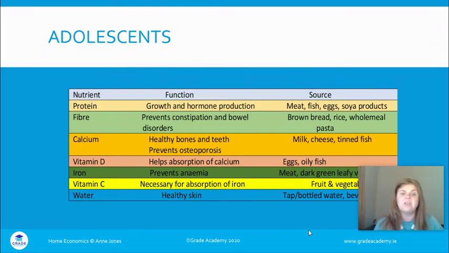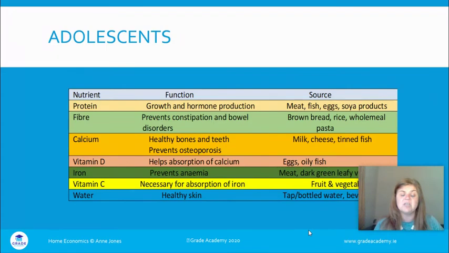Again, fiber prevents constipation and bowel disorders, using brown bread, wholemeal pasta, etc. Calcium is really important at this stage for young people to help bones and teeth and prevent osteoporosis later in life, because often a lot of what you will take in calcium is laid down in your bones at this stage. Vitamin D helps absorb calcium. We need vitamin D, so very important.